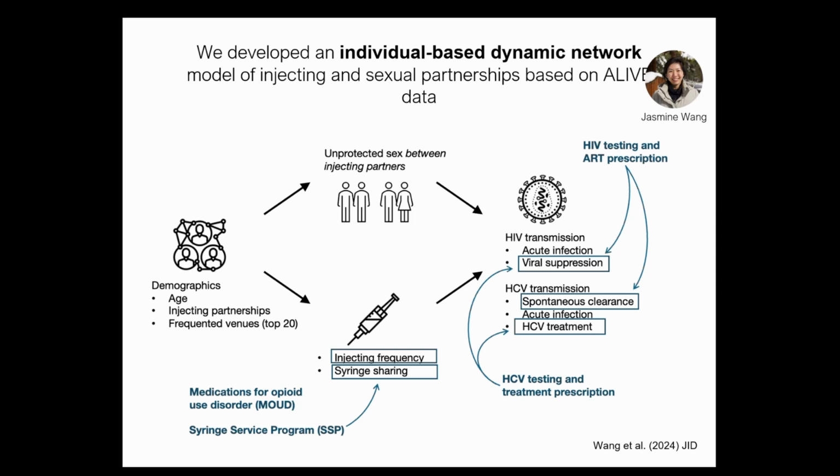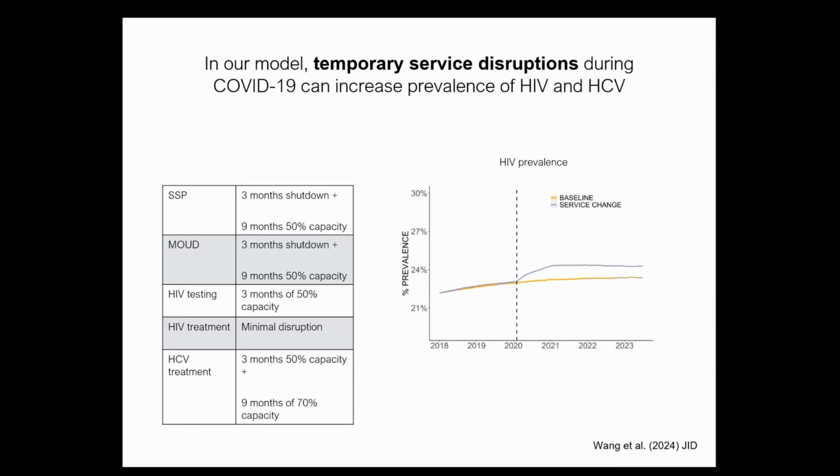In particular, we were looking at what would happen when you reduced people's services for things like medications for opioid use disorder, or MOUD, and syringe service programs, and HIV and hepatitis C testing and treatment. She simulated a model that was very similar to the demographics and characteristics of the ALIVE population. It had similar cessation patterns, similar uptake of these different kinds of interventions, similar demographics, similar overdose rates and mortality rates. We modeled a range of different interventions.